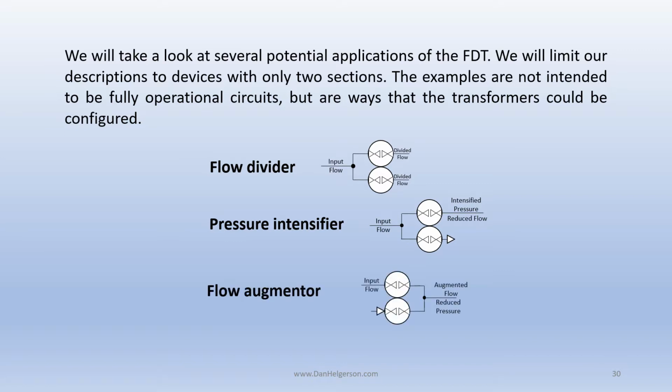A flow augmenter. Here's a situation where we're using the upper unit as a motor to drive the lower unit as a compressor. And so we have an input flow, then we're drawing air into the lower unit, and we have an augmented flow at reduced pressure. So we would have twice the flow going out, again, assuming these are equal displacement units, twice the flow coming out at half the pressure.